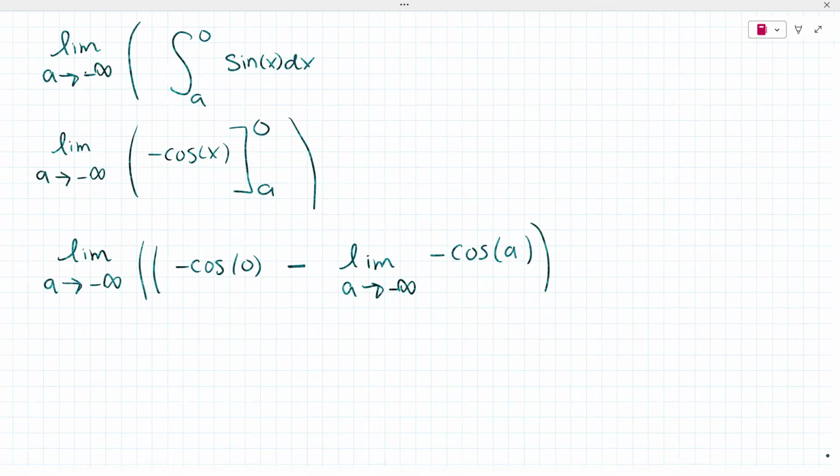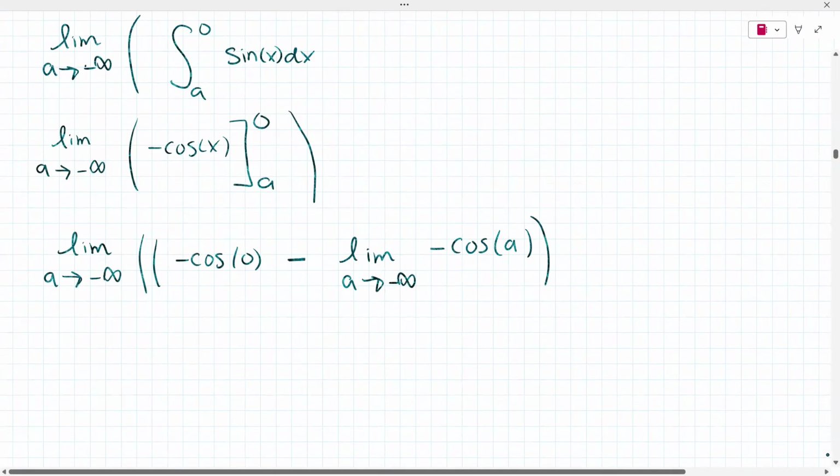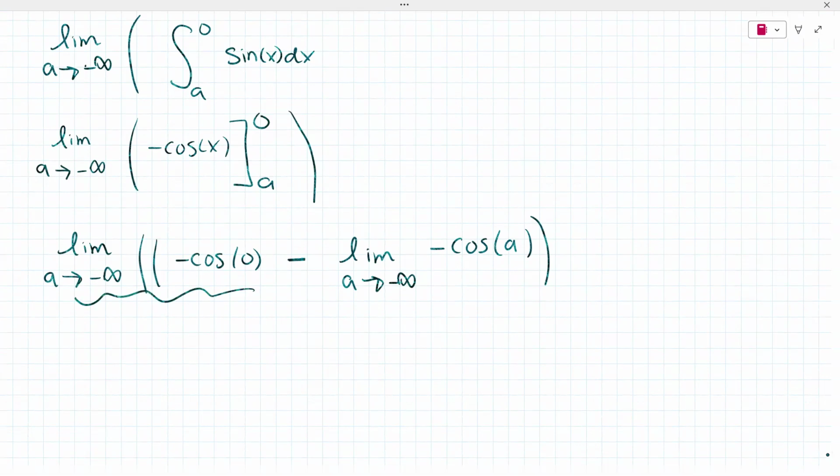Okay. Then do some algebra. So what is the cosine of 0? It is 1, and then there's a minus, so it's -1. So you can rewrite this part as the limit as a goes to negative infinity. So we said that the cosine of 0 is +1, but then you have this minus, so it's going to be -1, minus, and then I guess this stays the same.